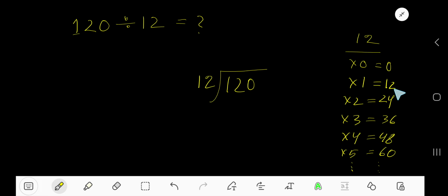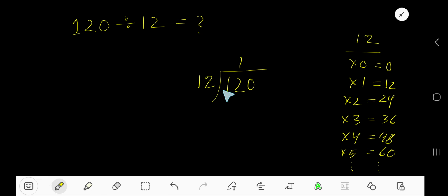0 plus 12, 12. 12 plus 12, 24. 24 plus 12, 36. 36 plus 12, 48. Like this, right? 12 goes into 12 how many times? 1 time. Consider this 12, right? 1 time.